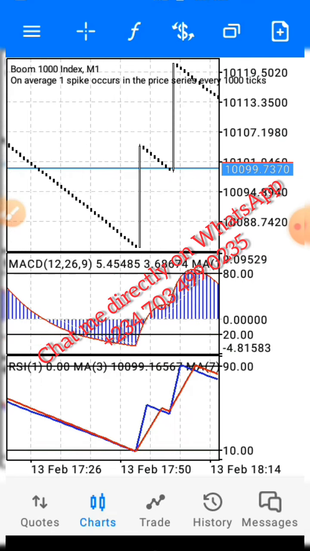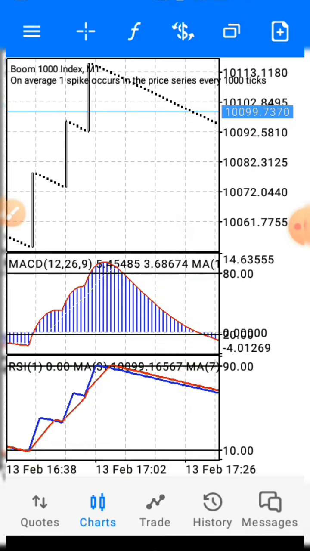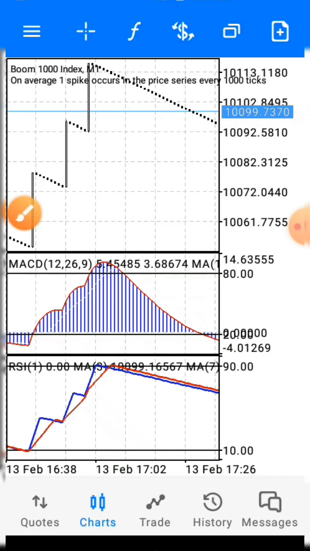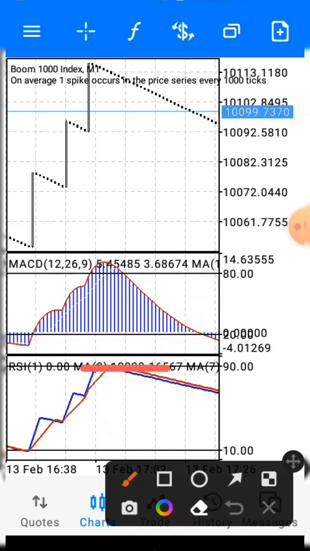Now for this strategy, let's go straight to the rules, the conditions. In order to use this strategy, the first condition, for those of you who have been following me, you already know what to do. You just wait for the blue and the red to get to the 90 level. This is the first condition. Another thing is that you also need to make sure that the MACD, the red and blue, is also in the 80 zone here. Make sure it's in the 80 zone.